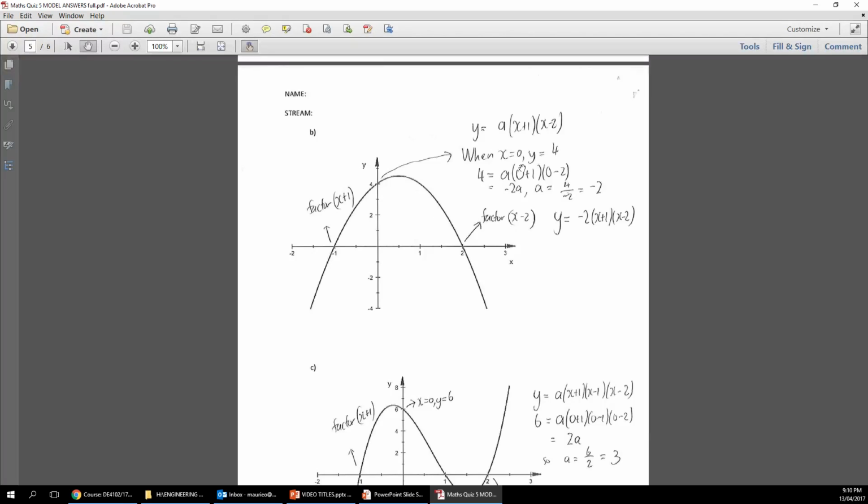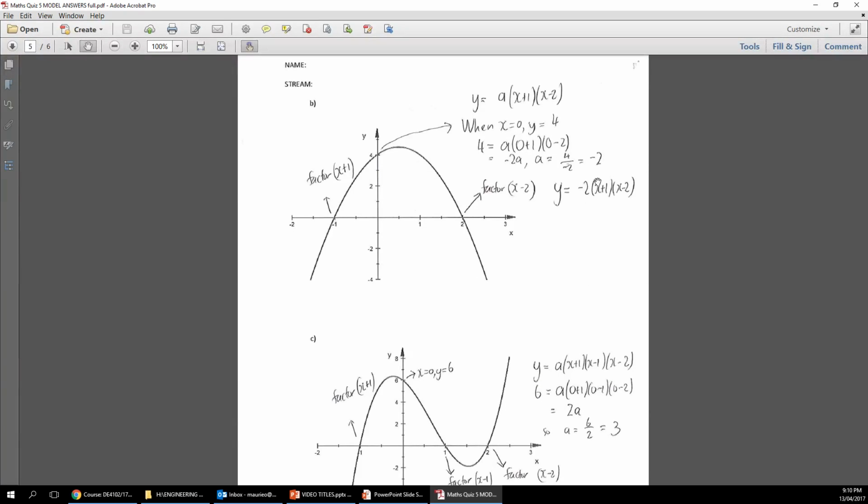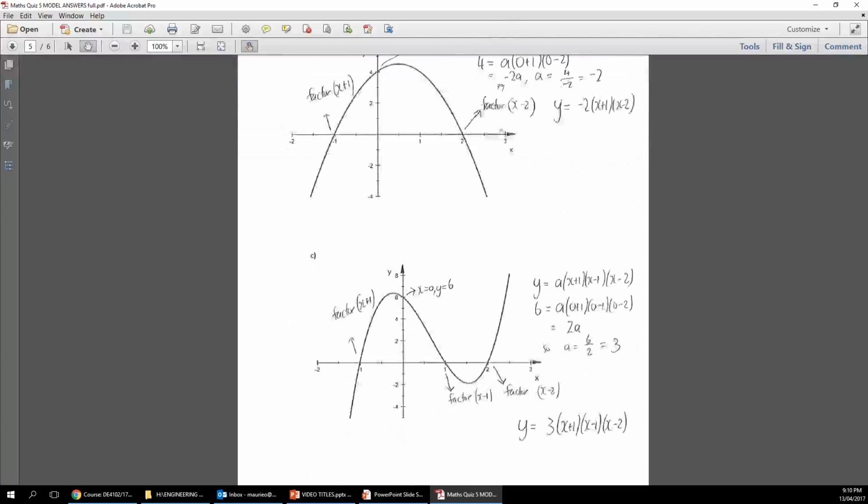So then again, using this little toolbox, when x equals 0, y equals 4, substituting that into the equation, we get 4 equals a, 0 plus 1, 0 minus 2, which equals negative 2a. So a equals 4 over negative 2, which is negative 2. Putting that all together, y equals negative 2, bracket x plus 1, bracket x minus 2. And that's by far the easiest way of doing it, although there are other ways.